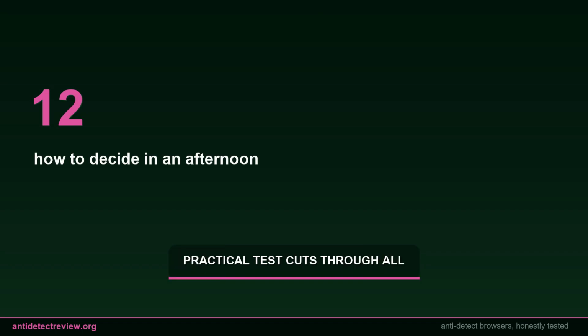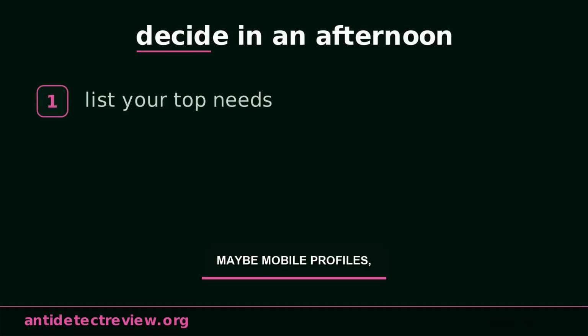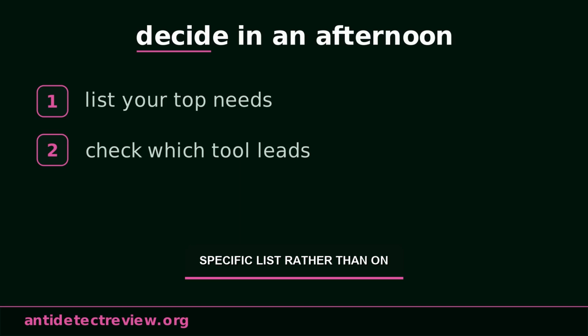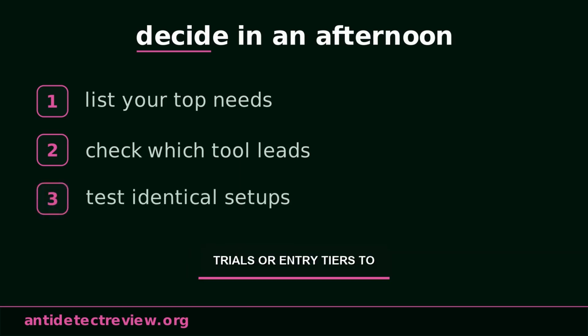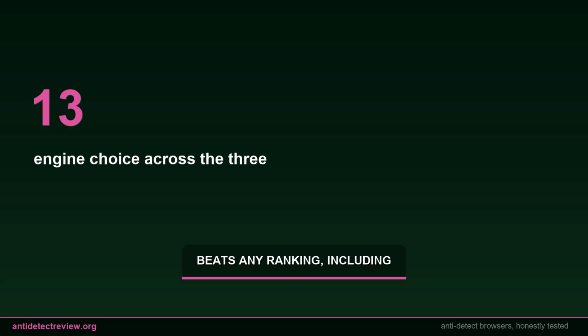The practical test cuts through all of it. List the 2 or 3 things you actually need. Maybe automation, maybe mobile profiles, maybe cloud portability, maybe team seats. Then check which tool leads on your specific list rather than on a general score. If 2 are close, use free trials or entry tiers to build the identical setup in each. Attach the same proxy and see which one gets the device and network stories to agree with less effort. Your own shortlist plus one afternoon beats any ranking, including this one.